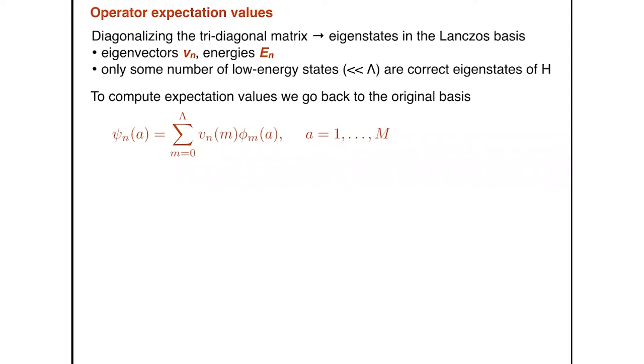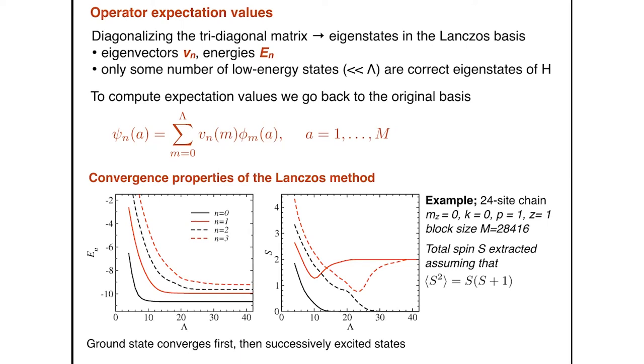So a state that you want to compute some expectation value in would be of this form, where these Vn's are these eigenvectors. If you want the ground state, you would use the first basis vector, and this index here can go from 1 to m. m is your original basis size, and lambda is the Lanczos basis size. So you transform back from that basis, and then you can compute anything you like in that basis.